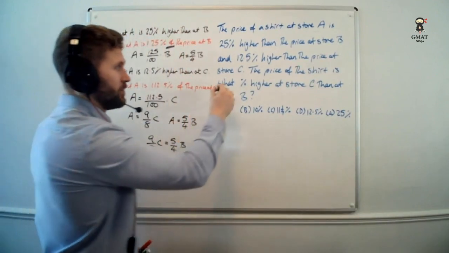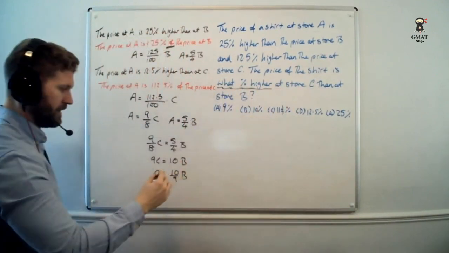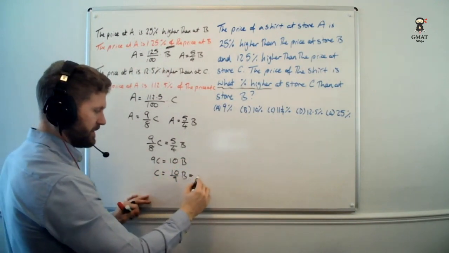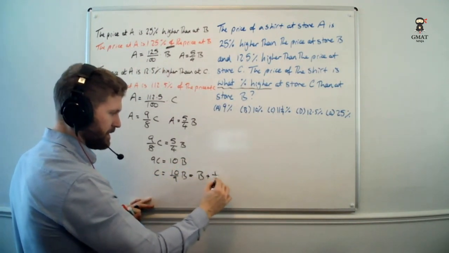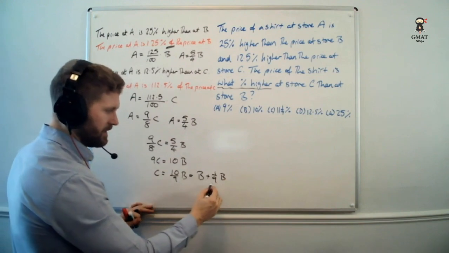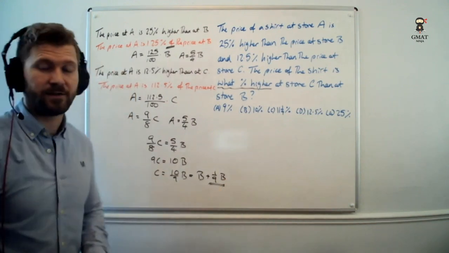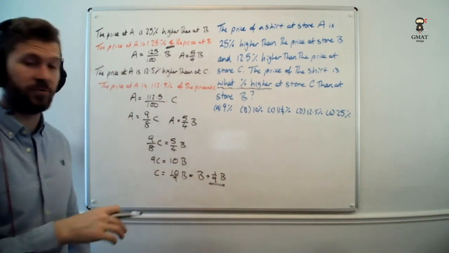Thankfully, this question is about what percentage higher. So again, I could rewrite that 10 over 9B as the original plus 1 over 9B. It is this much higher than the original. That's the bit I'm looking for.